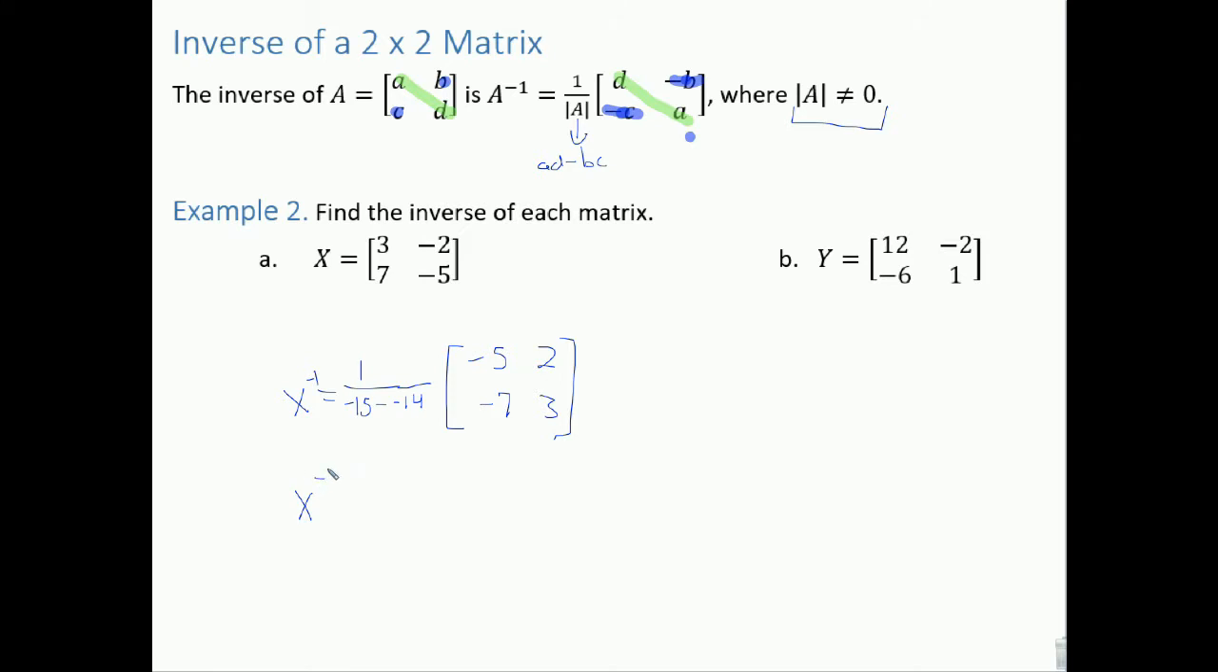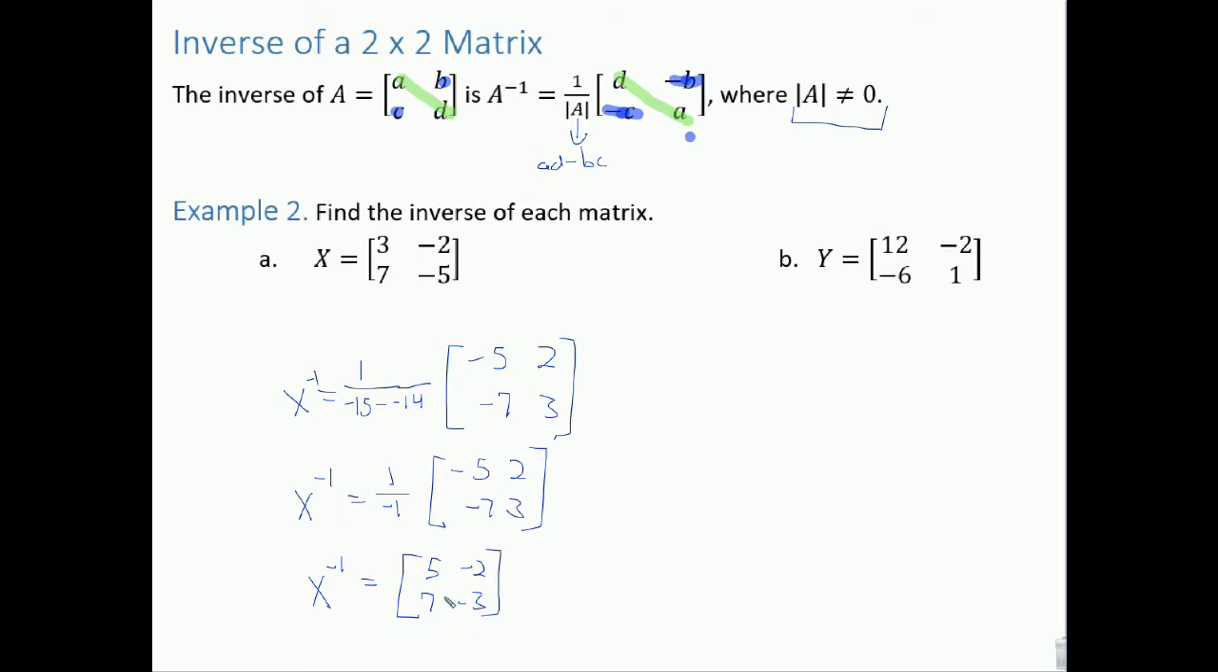And then you write this in the most simplified form. So this is 1 over negative 15 plus 14, which is negative 1. And we have our matrix here. Obviously this is negative 1. If this were something like 1 over 21, maybe we would leave that out here, but since this is just equal to negative 1, we can do a scalar multiplication on this matrix. So this is negative 1 multiplied by each element in here, which will just change all the signs. So this is 5, negative 2, positive 7, and negative 3. And there's the inverse of x.